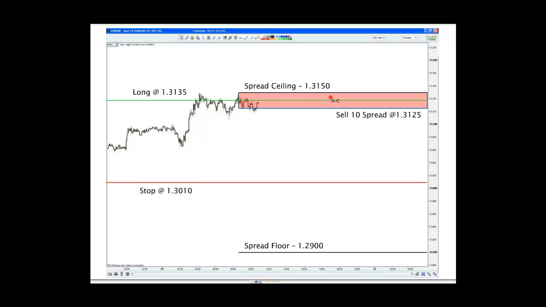So now we have this 25 points. The worst the spread can do is the ceiling, but really we're already long at 131.35. So these are just trading at a 1-to-1 up to 131.50. We've basically got 10 points here that we can lose on this spread.